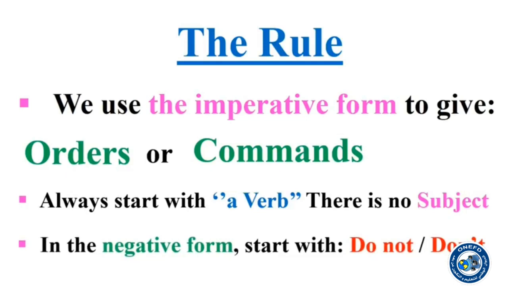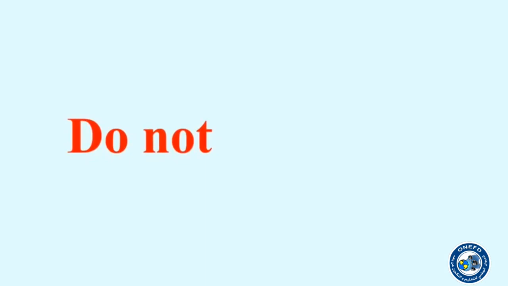In the negative form, dear pupils, we always start with do not or don't. When we want to give orders in the negative form, we always start with do not or don't. Before the verb, we put the expression do not or don't. So, do not is equal to don't. Do not is the long form. Don't is the short form.